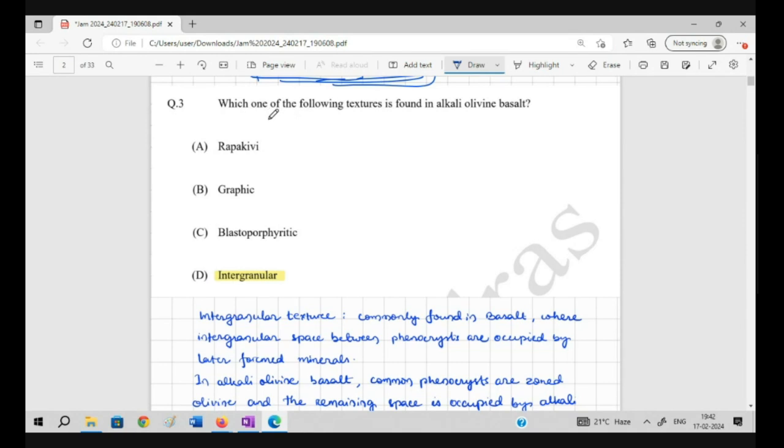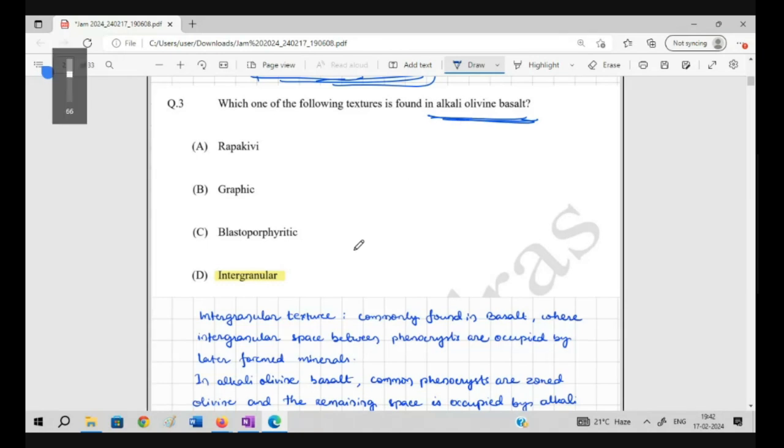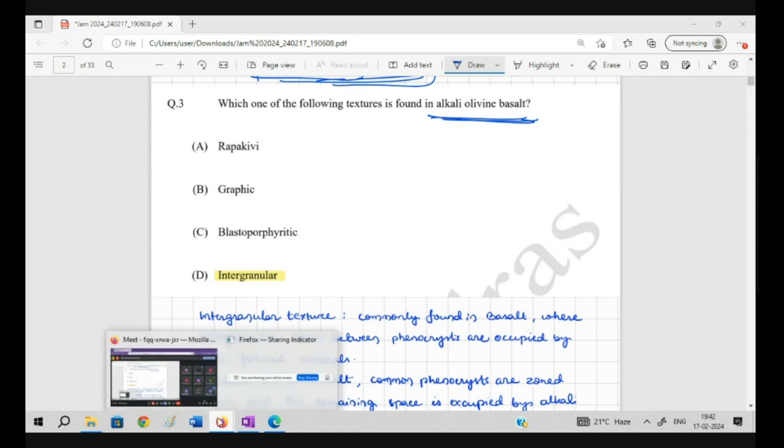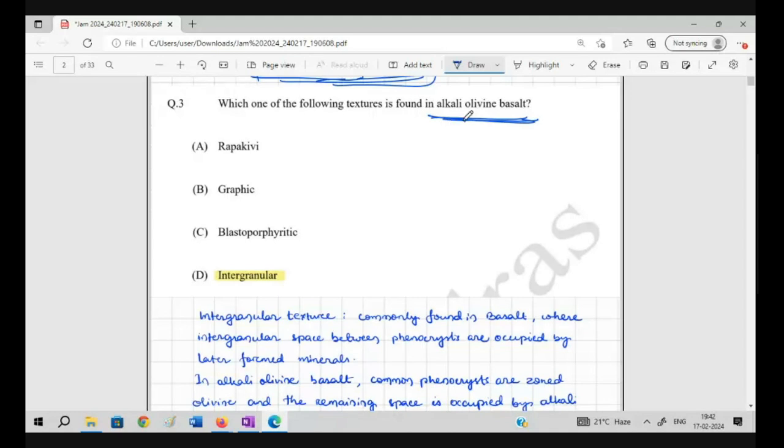Now, the next one. Which one of the following textures is found in alkali olivine basalt? In the class, I think we have solved this type of question many times. The rock that is given is alkali olivine basalt. Can anyone tell me what will be the composition of this rock? Quickly. What will be the composition of alkali olivine basalt? Can anyone tell what is the correct composition of alkali olivine basalt?